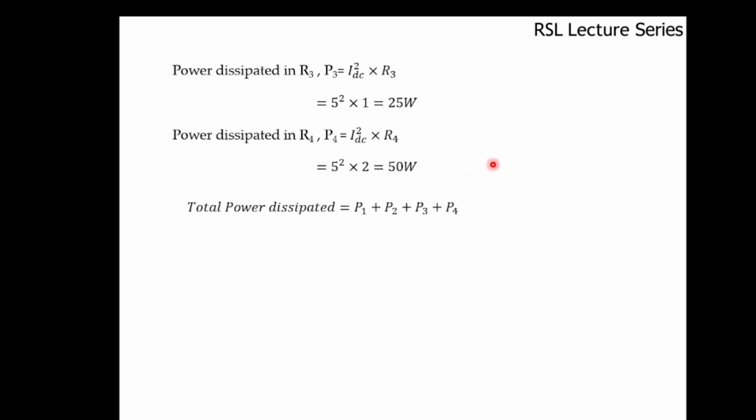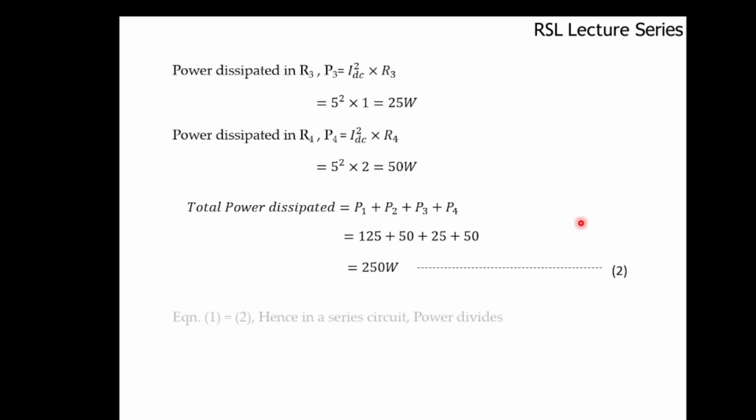Now we add all the power dissipated, P1 plus P2 plus P3 plus P4. That is 125 plus 50 plus 25 plus 50, which is 250 watts. This is equation number 2. Already we have found that from equation number 1 and 2, both the powers are the same. So in a series circuit, the power also divides.